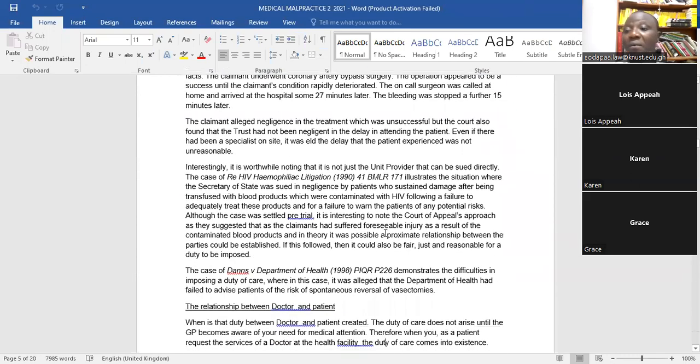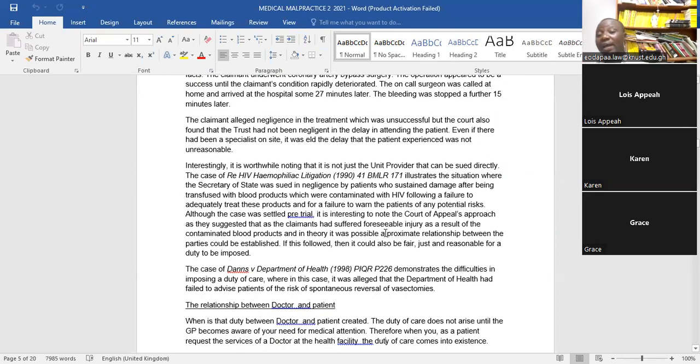And we looked at a number of instances, even where a hospital, for example, has transfused blood which is infected with HIV, as you remember in the HIV hemophiliac litigation. Even in that case, the facility was said to owe the patient a duty of care, as it were, and so on.